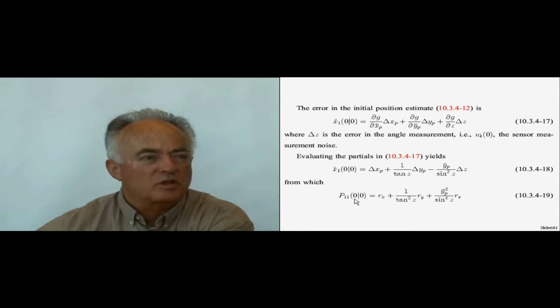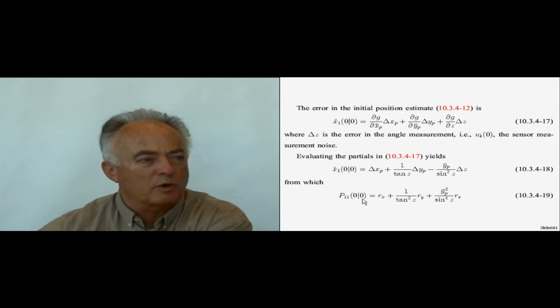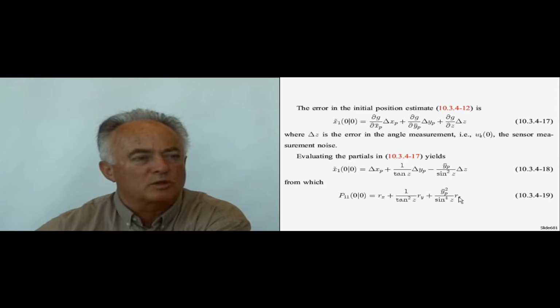Again, because these three components are mutually independent, when you calculate the variance you end up with three terms, the square of each of them. No cross terms, they are 0 due to uncorrelatedness, and this is the final expression. So it's an Rx plus an Ri over tan square z plus an Rs yp square over sine to the fourth of z.